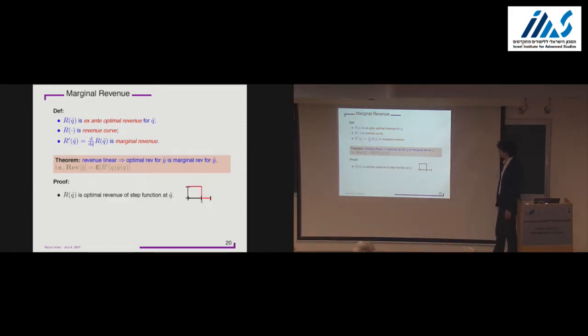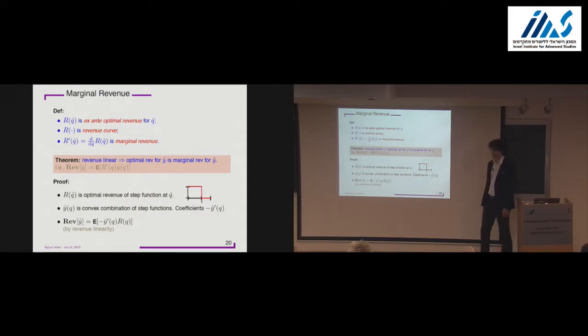Okay, here's the proof. It's the same proof. R is the optimal revenue for a step function at Q hat. View Y hat as a convex combination of step functions. There are coefficients here. Well, revenue linearity implies that the revenue of any convex combination is equal to the convex combination of the revenues. Equal now, not an upper bound or lower bound, it's equal. So I get the theorem. And then I integrate by parts and get the marginal revenue version of it.